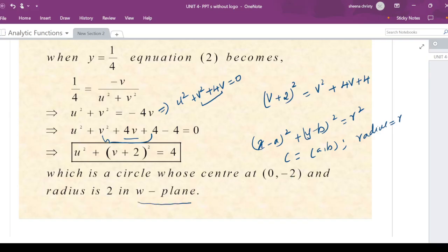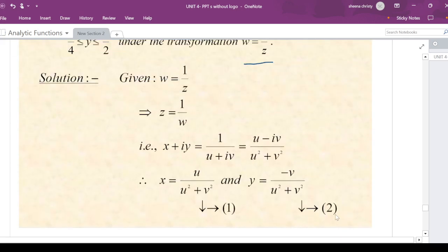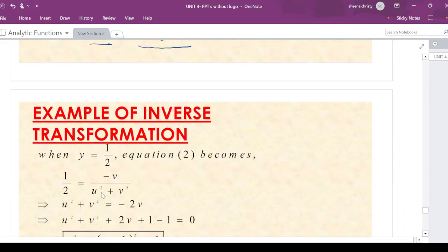In W plane. So in Z plane, we observe that Y equal to 1 by 4. In W plane, we are getting a circle with center 0, minus 2 and radius 2. Likewise, Y equal to 1 by 2 also we have to check. So Y equal to 1 by 2 means what? 1 by 2 equal to, in the place of Y, we are going to write Y in terms of U and V. So you are going to have minus V by U square plus V square.